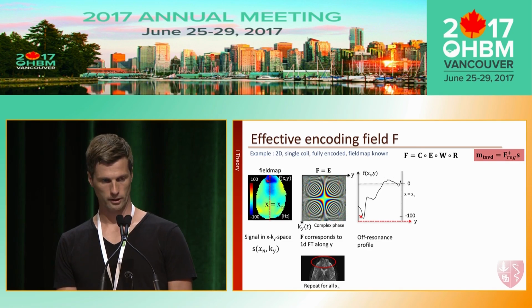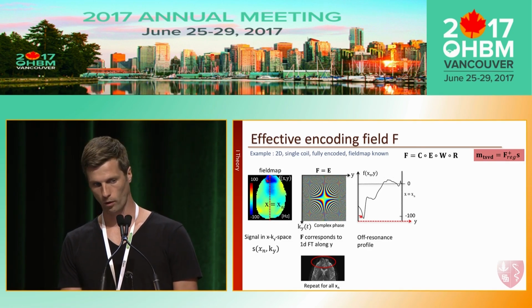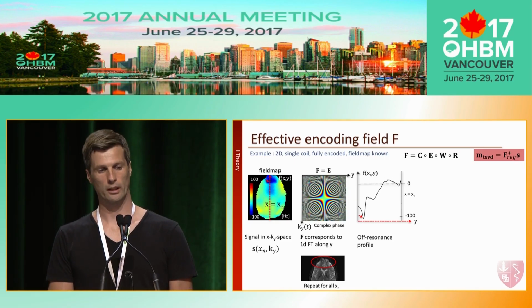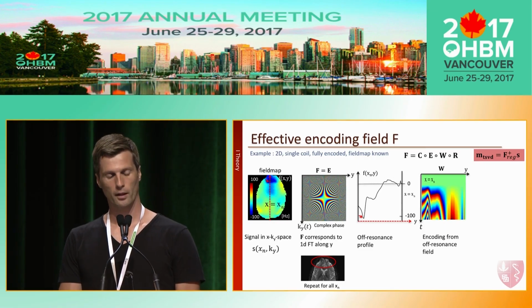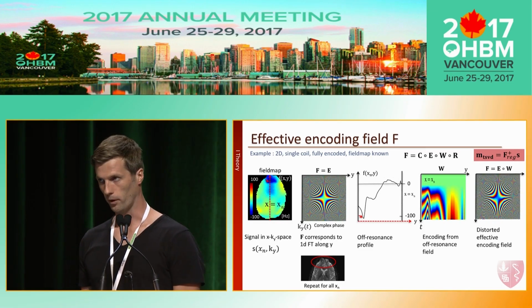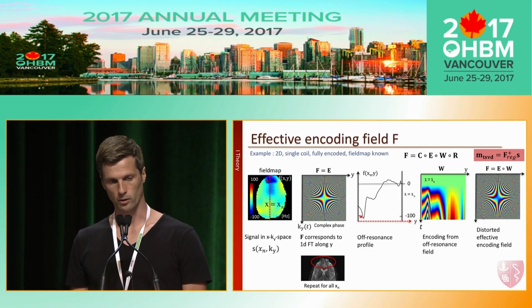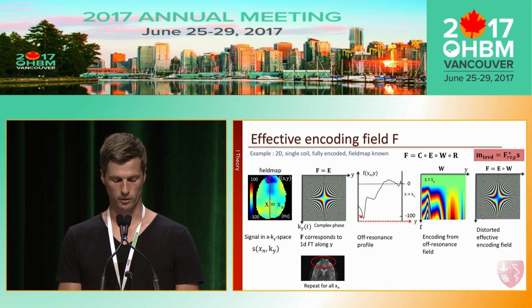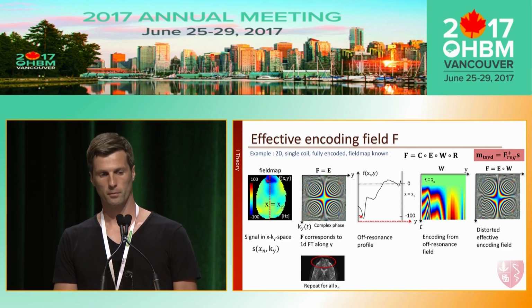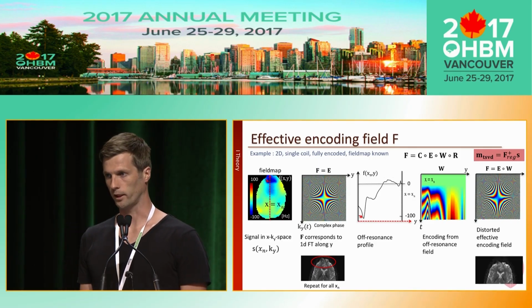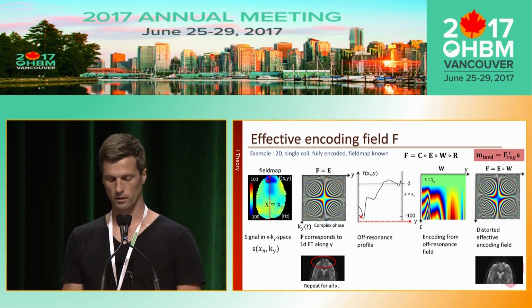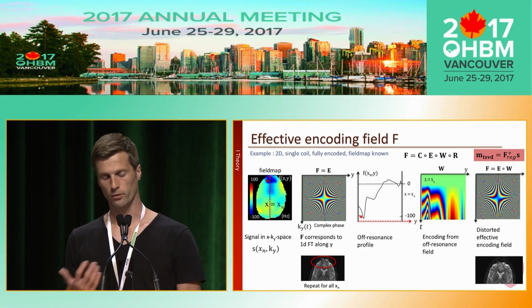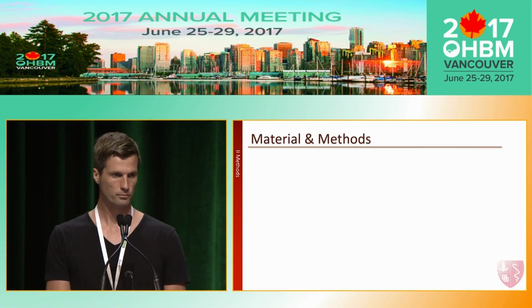Now we start modeling the off resonances. Here's the profile along the red line. The off resonance profile along the red line leads to a linearly increasing phase over time. And that in combination with the nominal gradient encoding field leads to a distorted effective encoding field. And if we invert the distorted encoding field, then we correct for the distortions during the reconstruction. And that's the basic idea of the off-resonance correction approach in k-space.